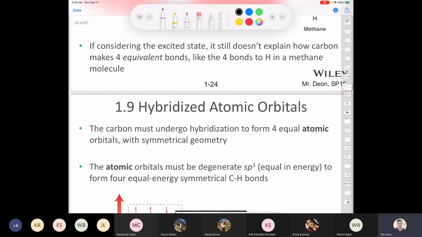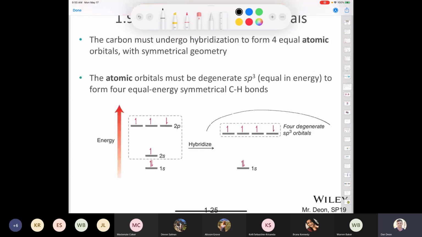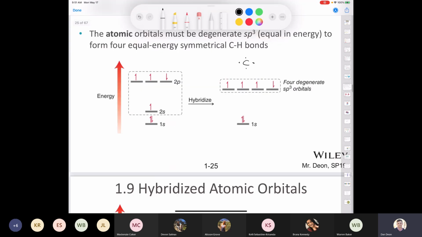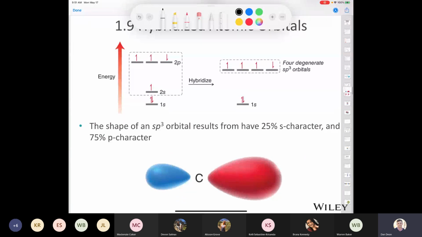And so what we do is we hybridize them. We put them all together into 4 degenerate sp3 orbitals. So now we have 4 unpaired electrons, and they're all in equal energy atomic orbitals. And so that explains why we can have our carbon with 4 unpaired electrons, and we can form a molecule like methane. Again, the sp3 orbital has 25% s character and 75% p character.